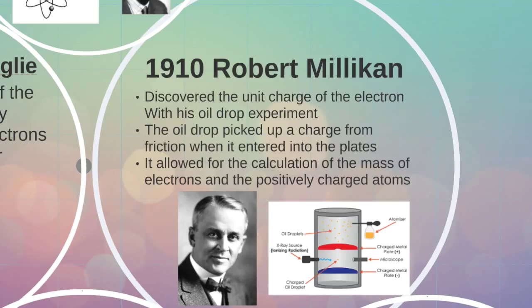In 1910, Robert Millikan discovered the unit charge of the electron with his oil drop experiment. The oil drop picked up a charge from friction when it entered into the plates. It allowed for the calculation of the mass of electrons and the positively charged atoms.